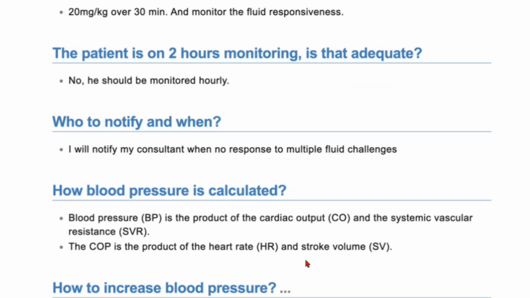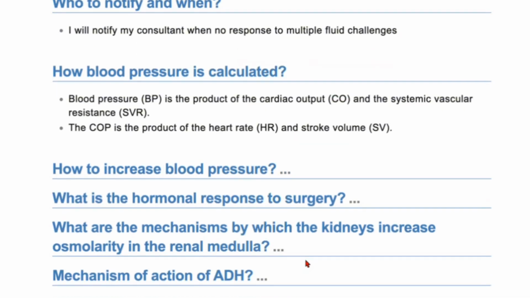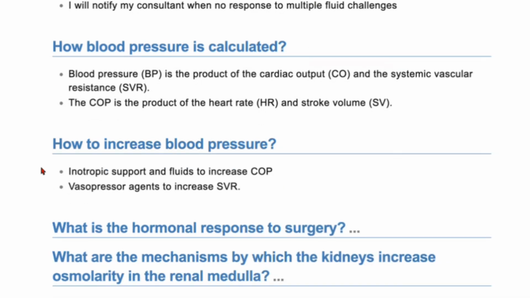According to this equation, how would you increase the blood pressure? So cardiac output can be increased by inotropic support and giving IV fluids, and vasopressor agents can increase systemic vascular resistance. Right. What is the hormonal response to surgery?